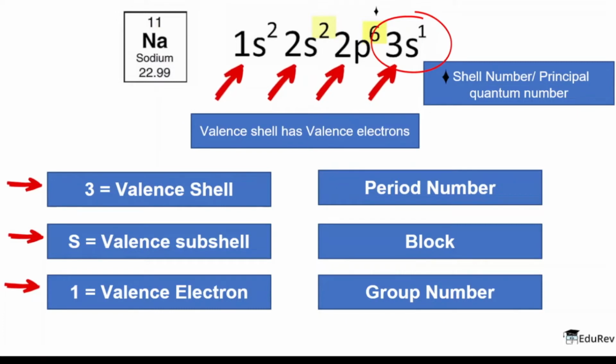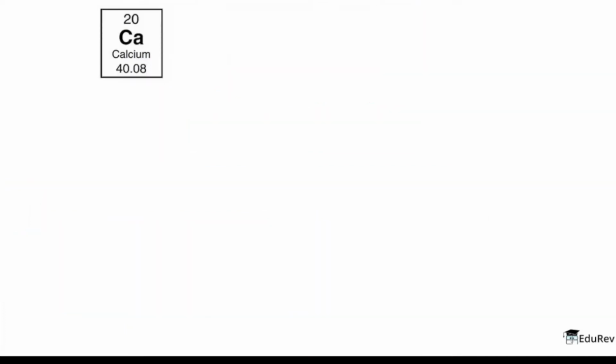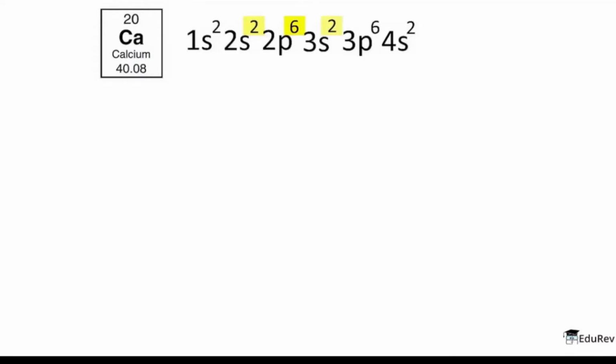That is why electronic configuration is very, very important in the placement of any atom in the periodic table. And that is why sodium atom is present in the third period. It is belonging to the S block and it is present in the first group. Let's take another example. The electronic configuration of calcium is this. Since 4 is the highest principal quantum number, it belongs to the fourth period. S is the valence subshell, so it belongs to the S block. And since there are a total of 2 electrons in the valence subshell, it belongs to the second group.